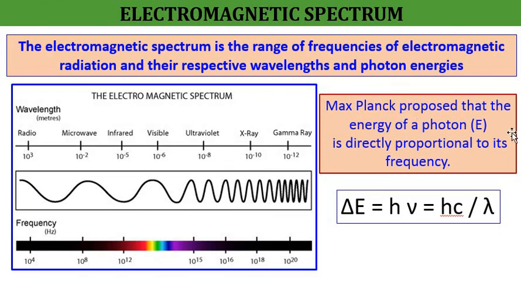Max Planck proposed that the energy of a photon E is directly proportional to its frequency. He formulated ΔE equals hν, where h is the Planck's constant and ν is the frequency. Also, we can say that ΔE equals hc by λ, where c is the velocity of light and λ is the wavelength.